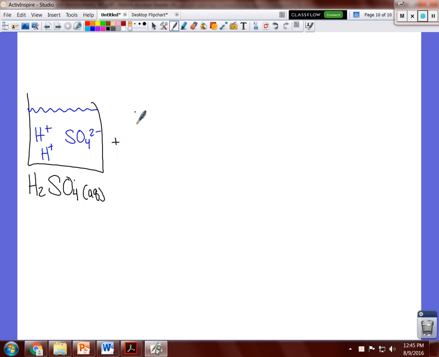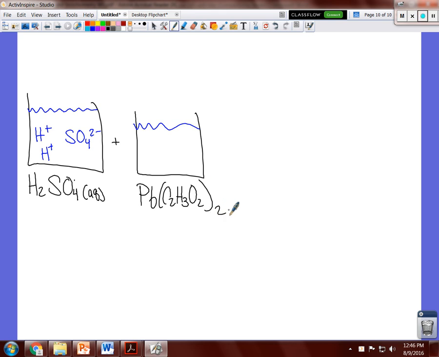Not only that, if I take the other beaker, which is filled with lead 2 acetate, correct? It's definitely lead 2. It's important that we know that. So, same thing occurs. If we take the world's smallest microscope and we zoom in on this thing, you're going to have lead 2 floating around, and then C2H3O2 minus, C2H3O2 minus floating around. Would you agree with that?